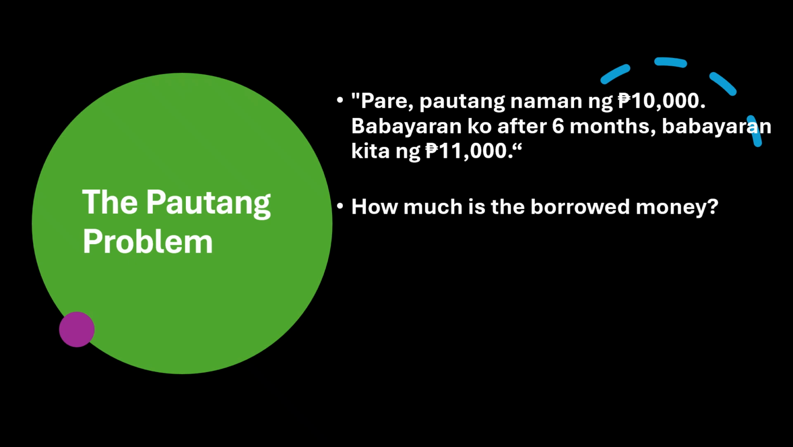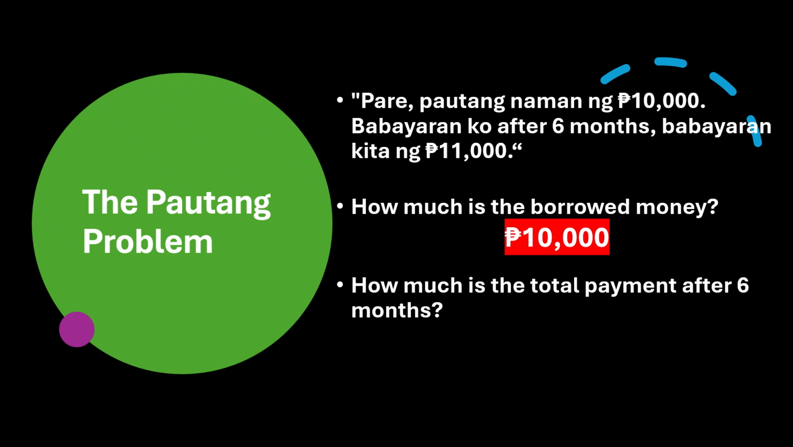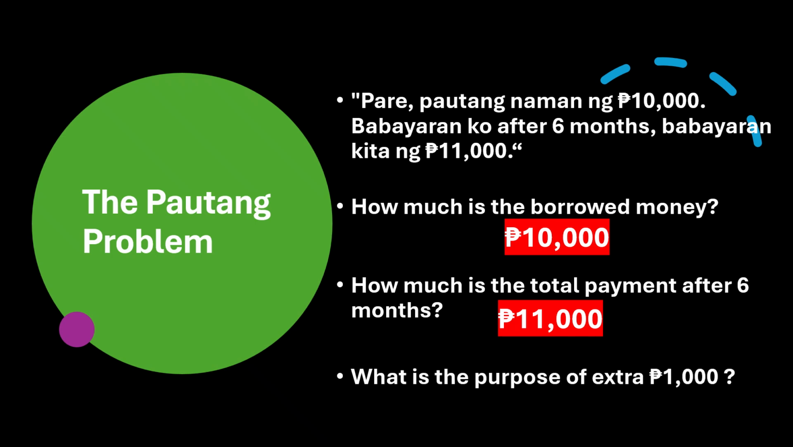How much is the original borrowed money? The answer is 10,000 pesos. How much is the total payment after 6 months? The answer is 11,000 pesos. Notice there is a difference between the payment and the original money borrowed, and that is 1,000 pesos. What do you think is the purpose of the extra 1,000 pesos? It is called the interest.